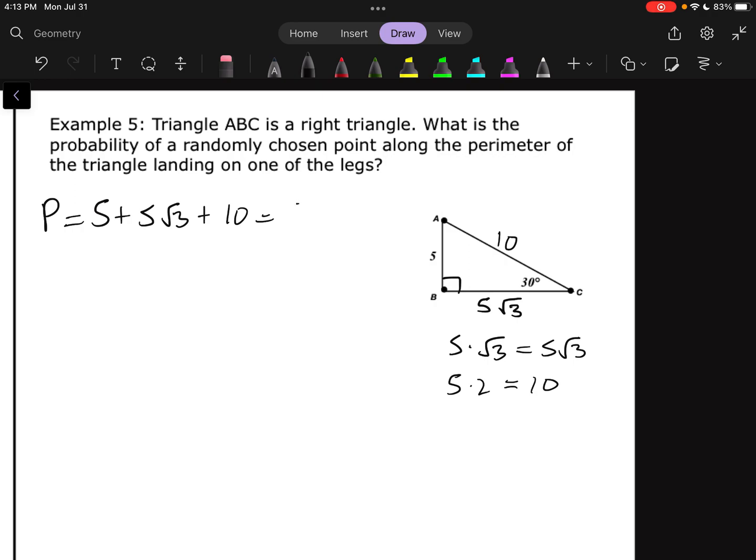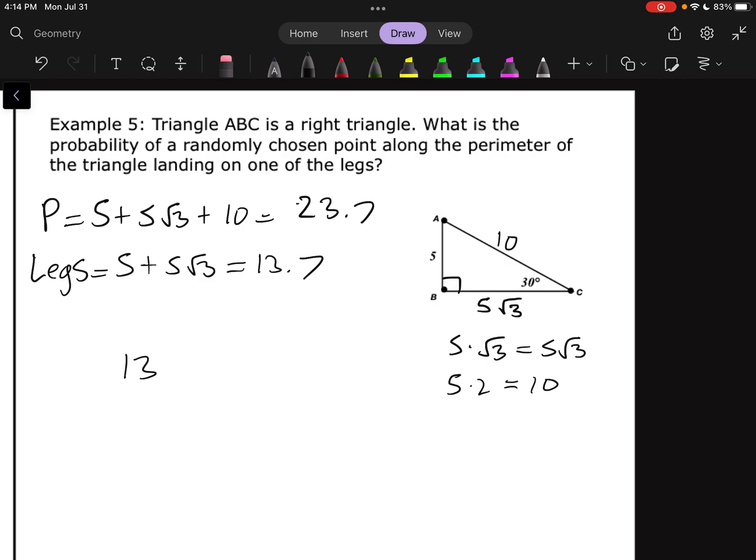It's giving me about 23.7. And then just the length of the legs, the part that we want to land on, is 5 plus 5 root 3, which would be 13.7.